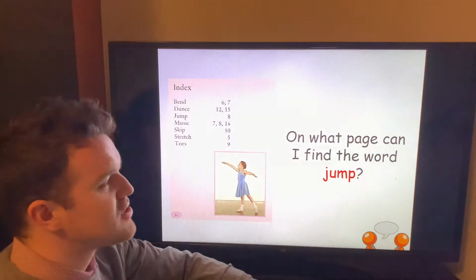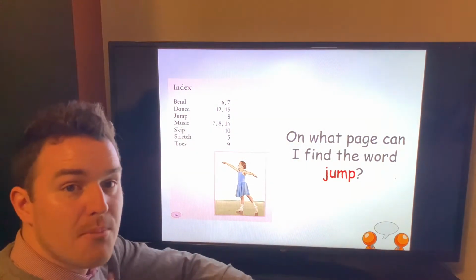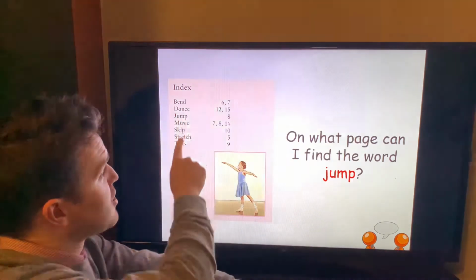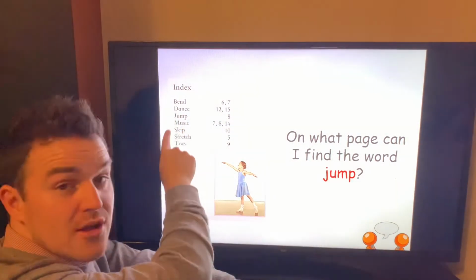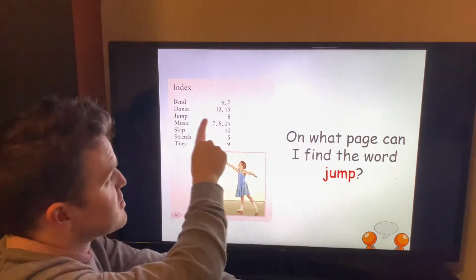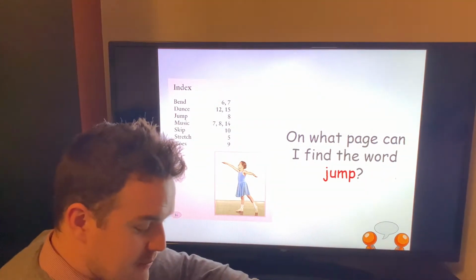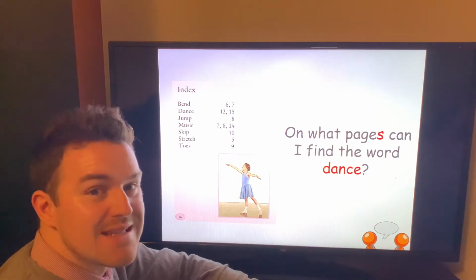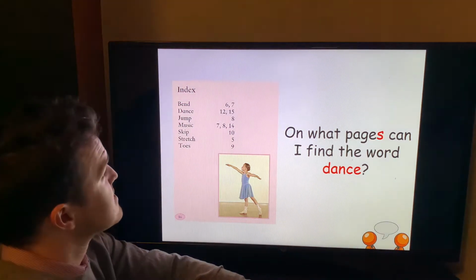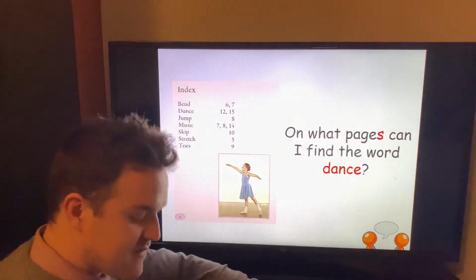On what page will I find the word jump? So all I do, I look for jump, I look for J, because that's going to be where it is. A, B, C, D, E, F, G, keep looking at the alphabet. Find J, jump is on page 8. Simple as that, okay? On what pages can I find the word dance? Dance is on page 12 and page 15.